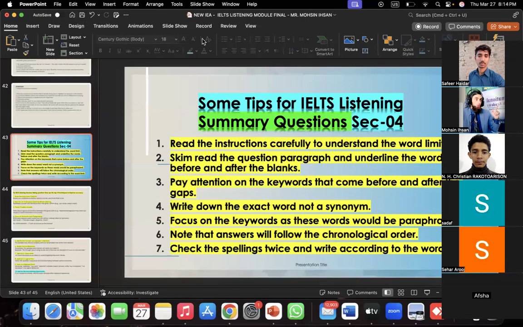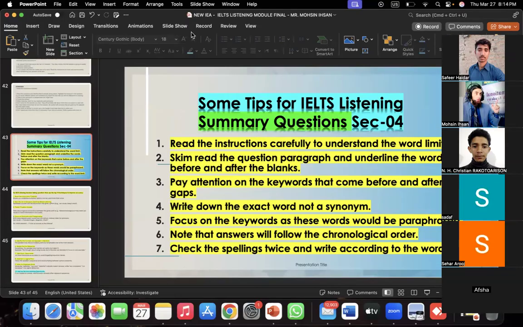All right, guys, here we are having some techniques for filling the blanks. Read the instruction carefully to understand the word limit, right? So this is definitely to be read for summary completion question. And then skim read the question paragraph and underline the words before and after the blank.